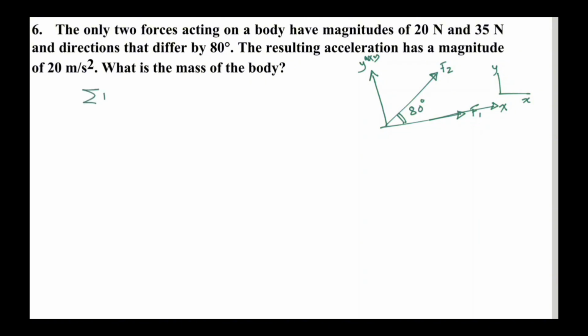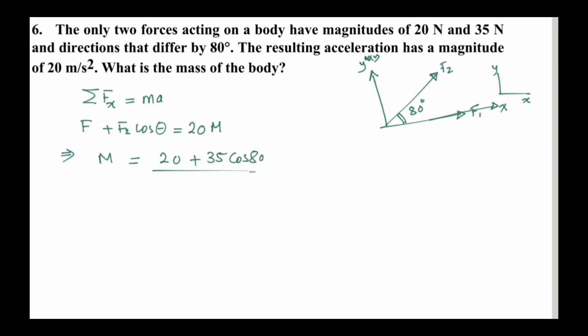So sum of all forces on x equal to MA. Again, F1 plus F2 cosine theta equal to, the acceleration is 20 and the mass is just m. You simplify this, the mass of the object is equal to 20 plus 35 cosine 80 divided by 20, and m in this case is 1.3 kilograms.